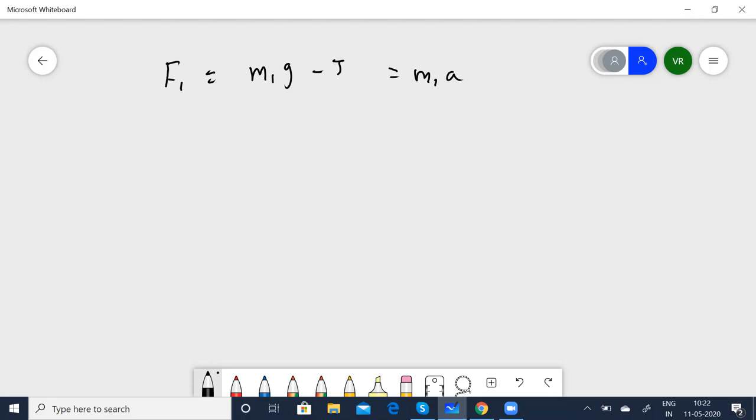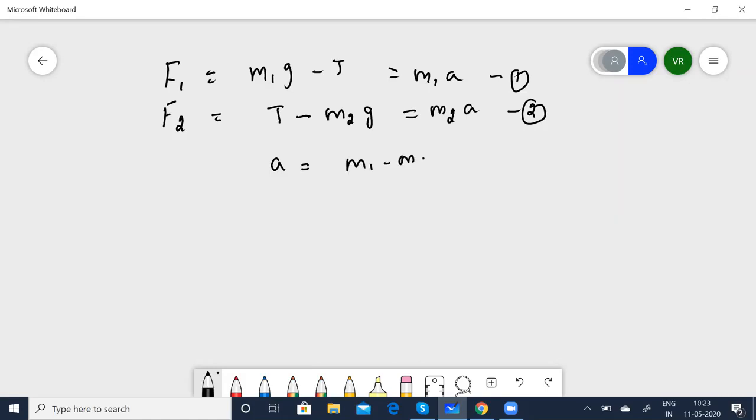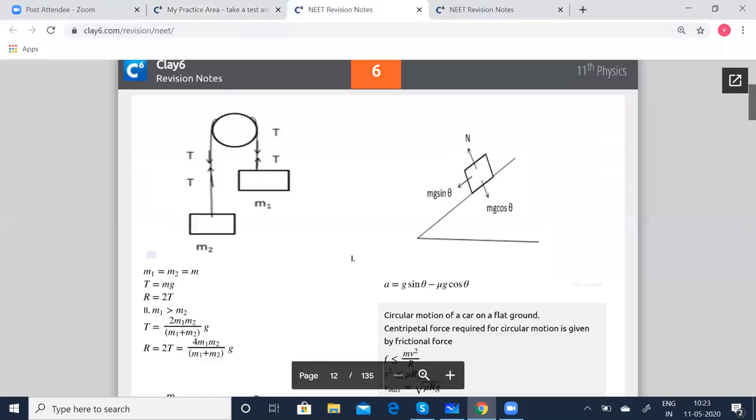Net force, which is going to be in the direction of the motion, let us take that as F2, which is equal to, this time tension is going to be higher. So it is T minus m2g. Let us take this as m2a. Now let me take this as equation 1 and this as equation 2. On solving these two equations, I will get a is equal to (m1 minus m2) by (m1 plus m2) times g. You can as well see this being given in the NEET revision notes.